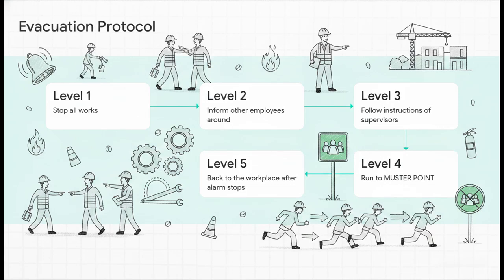Stop whatever you are doing immediately. Put the tools down. Level 2. Tap the shoulders of anyone around you who might have ear protection on or can't hear over the machinery. Level 3. Listen to your supervisors and the HSE staff and follow their lead. Level 4. Get yourself directly to the designated muster point, also known as the assembly point. And Level 5. You stay there. You only return to work after the alarm has fully stopped and leadership has officially given the all clear.